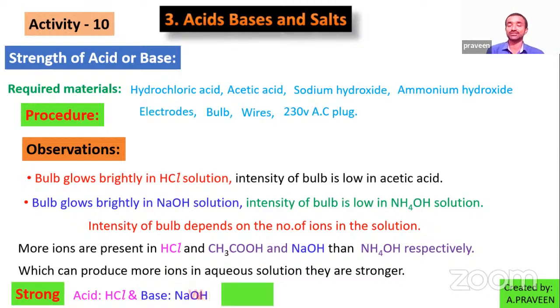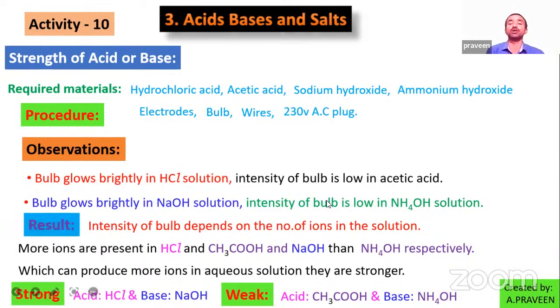Okay, the next, weak acid and base. So the weak acid is acetic acid and the weak base is NH4OH. So finally, what is the result? The result is that the intensity of the bulb depends on the number of ions produced by the aqueous solution of the acid or the base. So this is the conclusion we draw from activity 10.